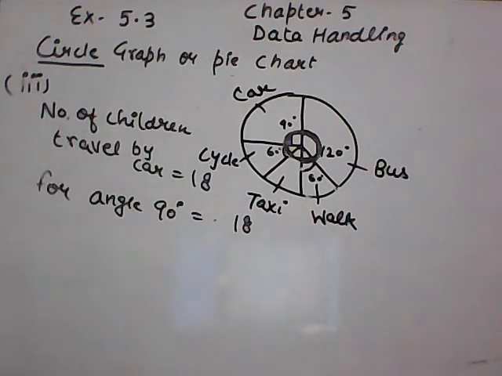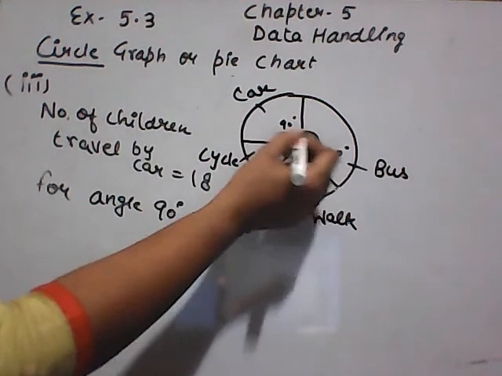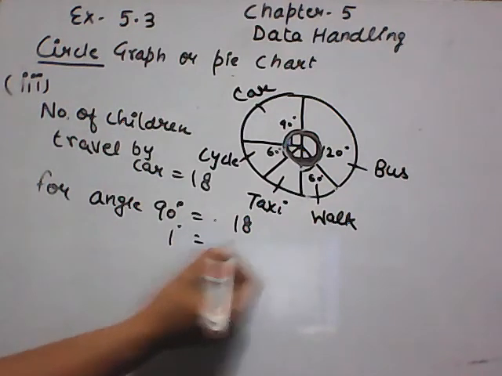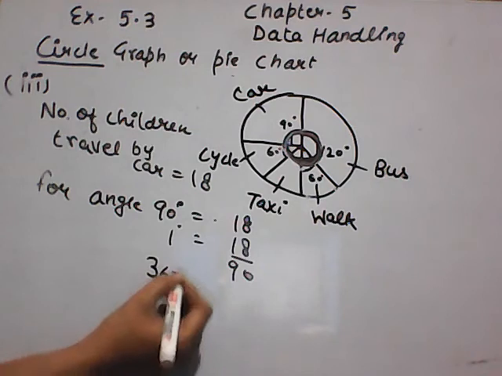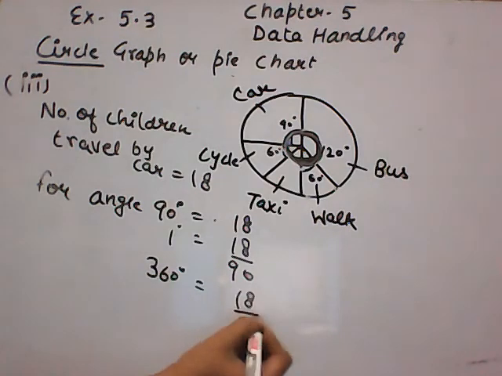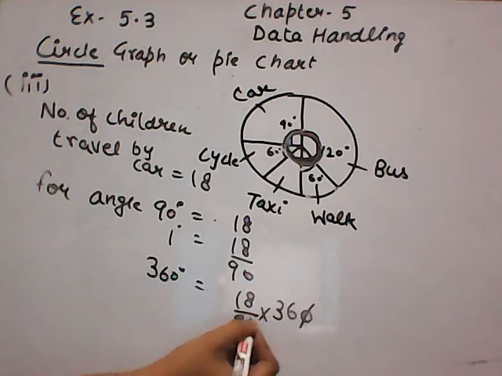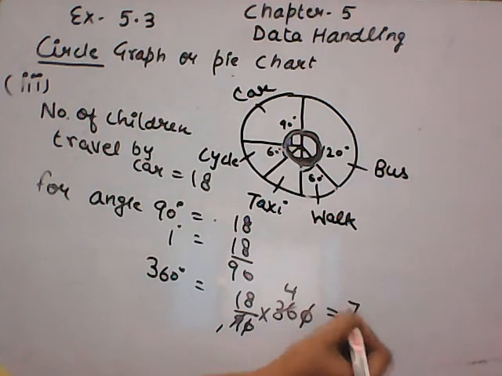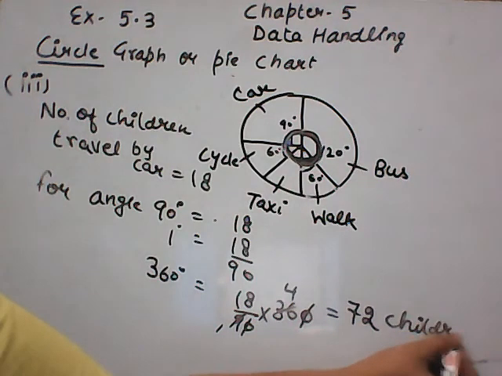You have to find the total number of children who took part in the survey. That means you have to find the number of children for 360 degrees. For angle 1 degree it is 18 divided by 90. For angle 360 degrees it is 18 divided by 90 multiplied by 360. Now 0 is cancelled out with 0. 9 ones are 9, 9 fours are 36, 18 fours are 72. That means 72 children took part in the survey.